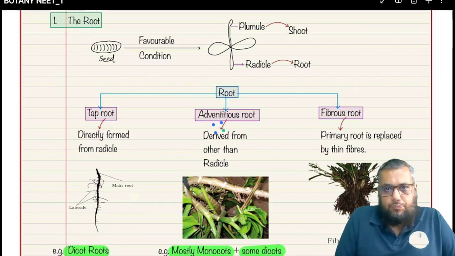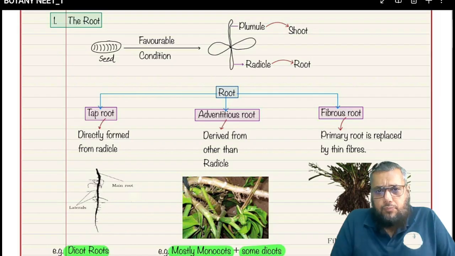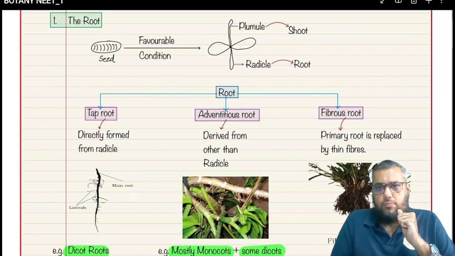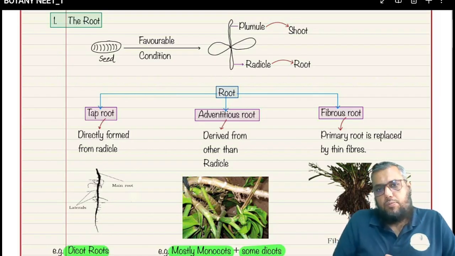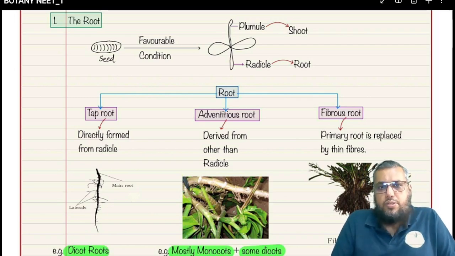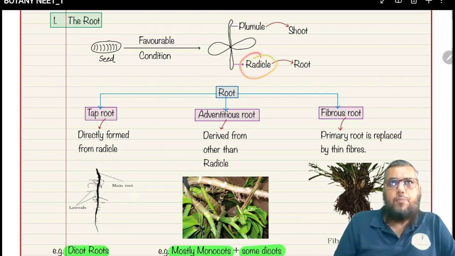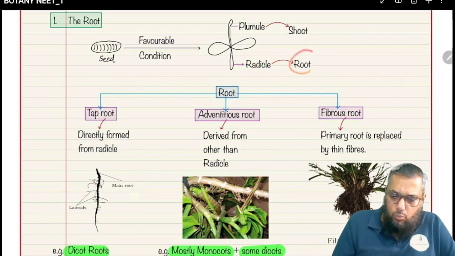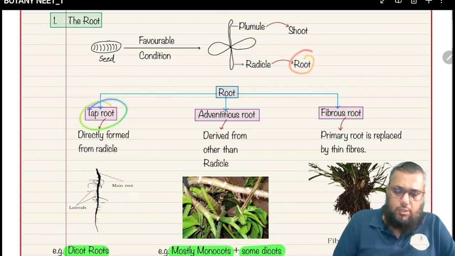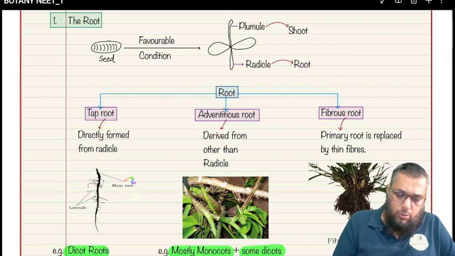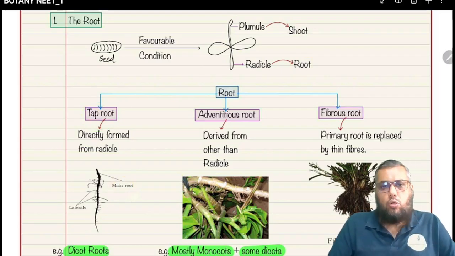Now, when we talk about the root systems, the root systems are classified as a taproot system, adventitious root system, and a fibrous root system. So what is a taproot system? A taproot system is a root system which develops directly from the radicle. When the radicle develops directly into the root, then such a root system is called a taproot system. And the taproot system shows the presence of the main root, that is the primary root, followed by the lateral, that is the secondary and the tertiary roots.